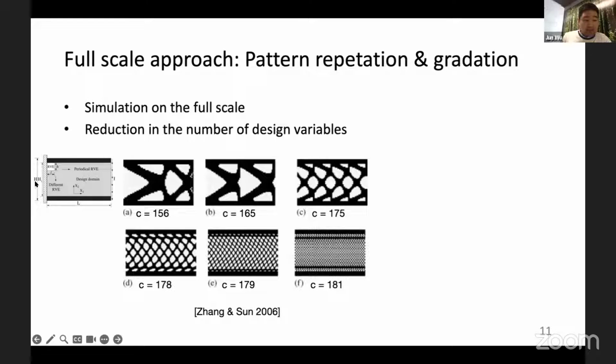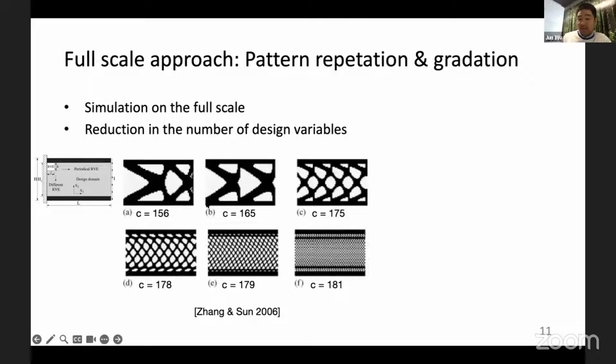For instance, on the left side is the design domain. The left edge is fixed. The force is applied on the right side, pointing downwards. Using the standard density-based topology optimization, you will get the design in A. It has a compliance of 156.